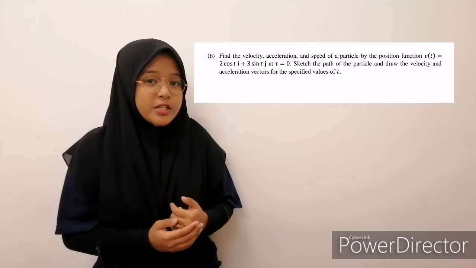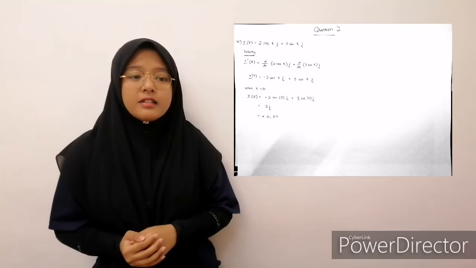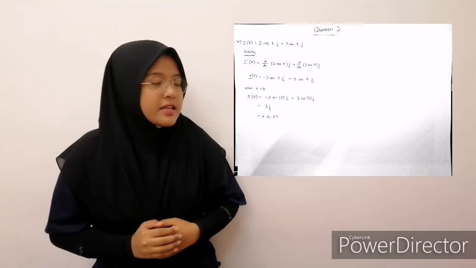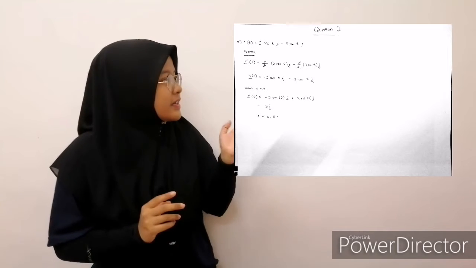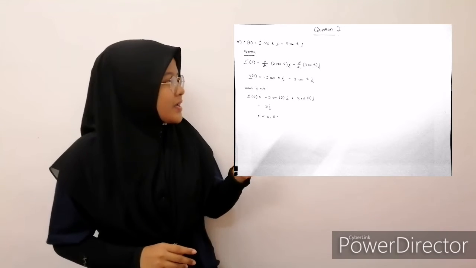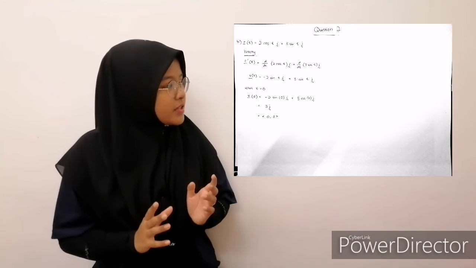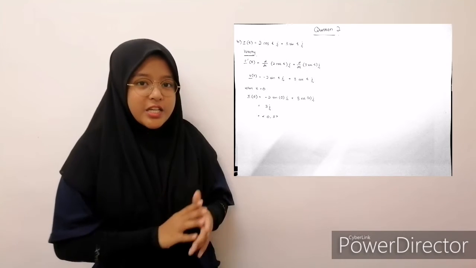In this question 2b, we are going to find the velocity. The first thing to find the velocity is we should differentiate the r(t). As you can see, r(t) is equal to 2 cos t i plus 3 sin t j. Then we differentiate r(t), so we get d over dt of 2 cos t i plus d over dt of 3 sin t j. So for the velocity, we will get negative 2 sin t i plus 3 cos t j.